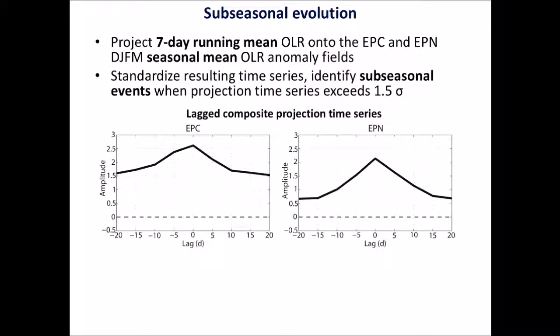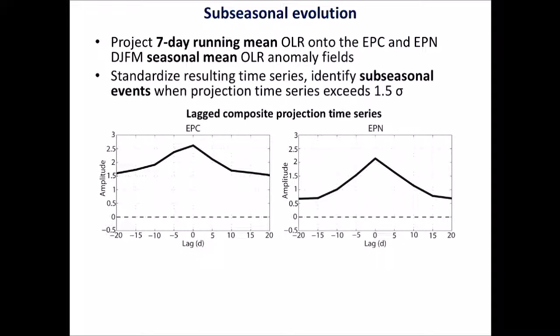We can look at the composite projection time series for these subseasonal events for both the convective Eastern Pacific and non-convective Eastern Pacific events, from 20 days before peak to 20 days after peak. For the convective Eastern Pacific events, the composite amplitude is high the whole time, so these OLR anomalies are persistent, but there is some subseasonal growth and decay over a timescale of around 20 days. For the non-convective Eastern Pacific events, the subseasonal growth and decay is even more dramatic.